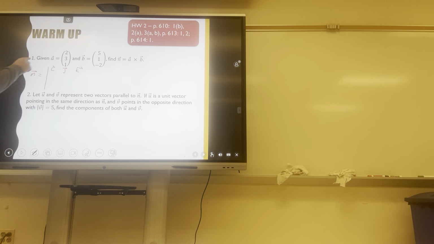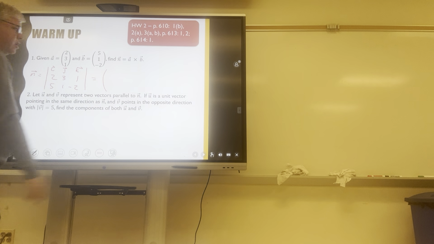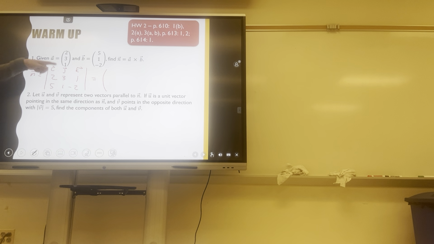But if it's A cross B, the A components go in the middle row, so 2, 3, 1 goes here, and the B components go at the bottom. So 5, 1, negative 2 goes this way, right? And when you do cross product, you get a vector. So I'm just going to write this as a vector answer in the same format I used here. So the top part will be the I component.